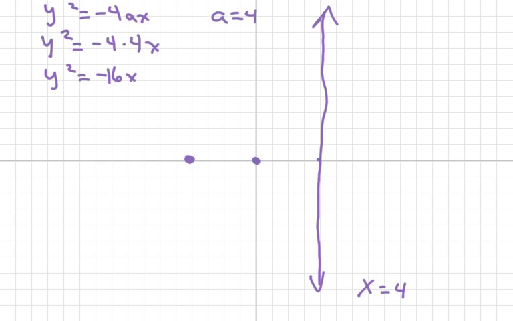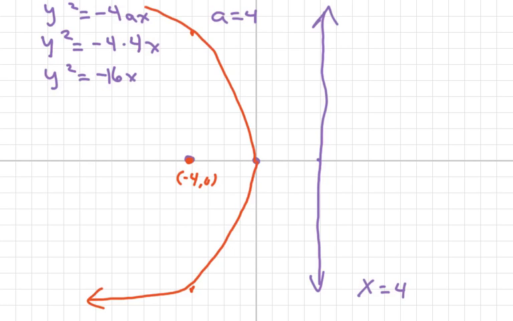And again, from here, your focus, which was negative 4 comma 0, I can go up 8 and down 8, which I think is here. And then it's just pretty wide here from your vertex, which is 0, 0. And it's getting into that area.